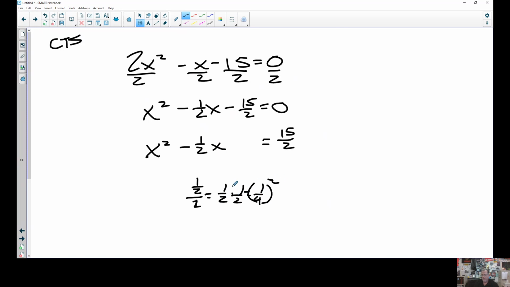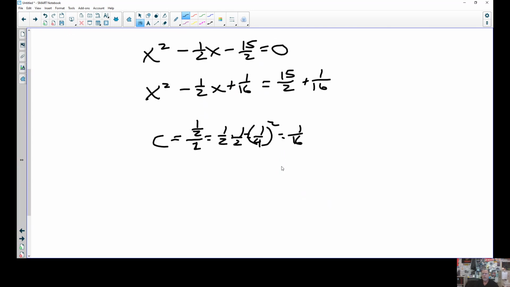And then we have to square that, right? Half of a half is a quarter. A quarter squared is a 16th. That's what we're adding to each side. This is our C value. So I'm adding 1/16. Again, I'm giving you ones that are a little more advanced, guys, because I want you to see as ugly as it can get. And completing the square still works. So we're adding 1/16 to each side.